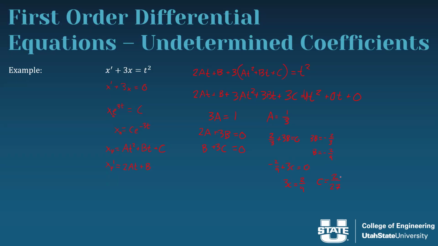So now we can plug this a, the b, and the c back into our particular solution, and we get 1/3 t squared minus 2/9 t plus 2/27. Oh, that's so cool. And we can find our full solution by just adding these two solutions together. So our x is equal to c e to the negative 3t plus 1/3 t squared minus 2/9 t plus 2/27. And that is our full solution using the method of undetermined coefficients.